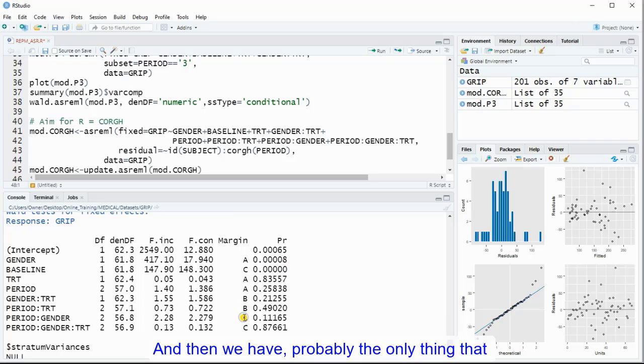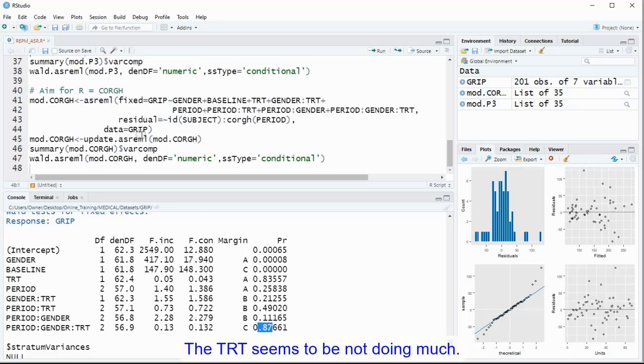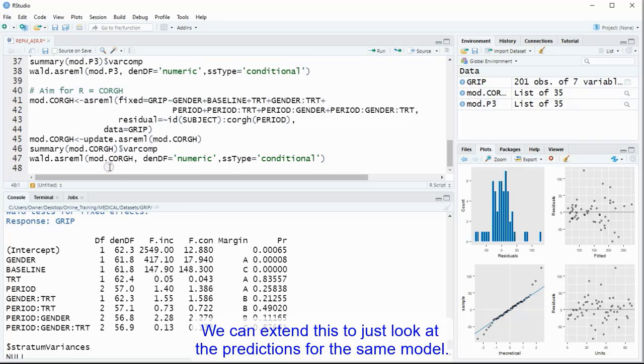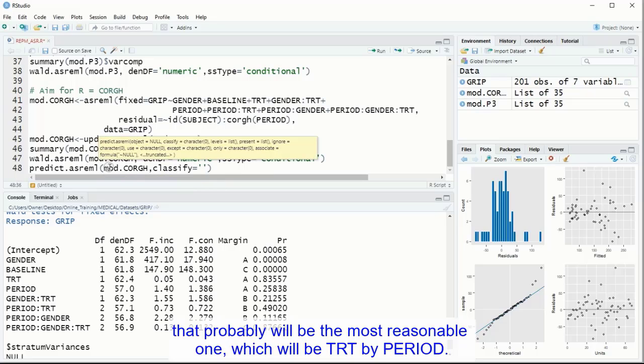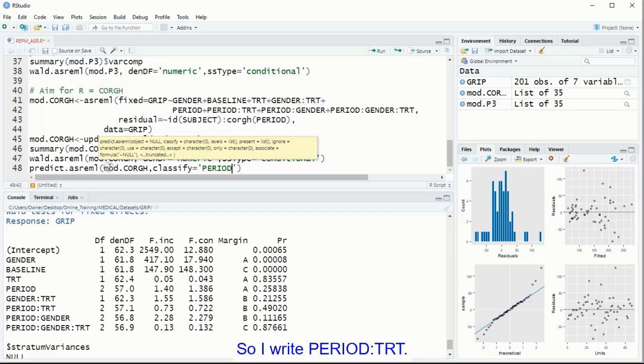And then we have probably the only thing that seems to be something, period by gender, but none of the other interactions seem to be very significant. So the treatment seems to be not doing much. We can extend this to just look at the predictions for the same model. And here we can classify or request this by something that probably will be the most reasonable one, which will be treatment by period. So I write period treatment.